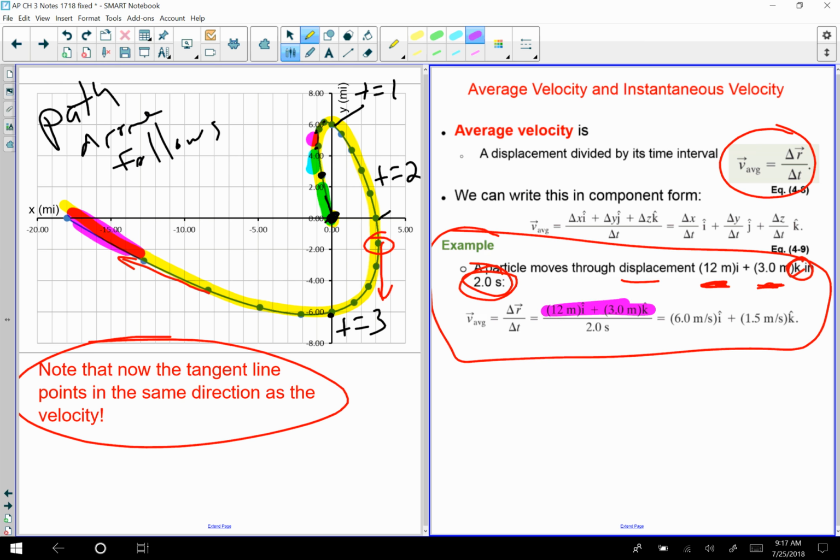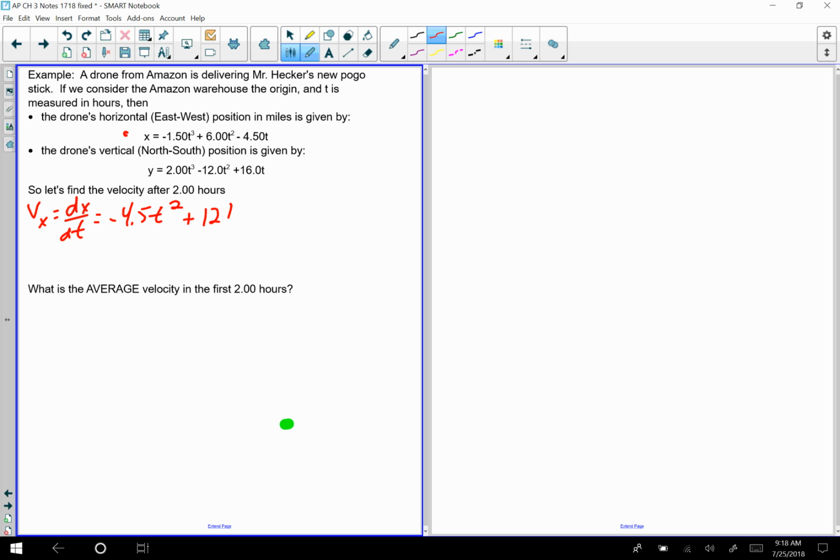So just take the derivative. You're going to go 3 times negative 1.5 gives you negative 4.5. Reduce the exponent. Plus 2 times 6 is 12. Reduce the exponent. Minus 4.5, right? Okay, and similarly, I can find the vertical velocity, right? That's going to be the derivative of the y component with respect to time. Okay, so take the derivative. So 3 times 2 is 6t, reduce the exponent, minus 24t plus 16, right?